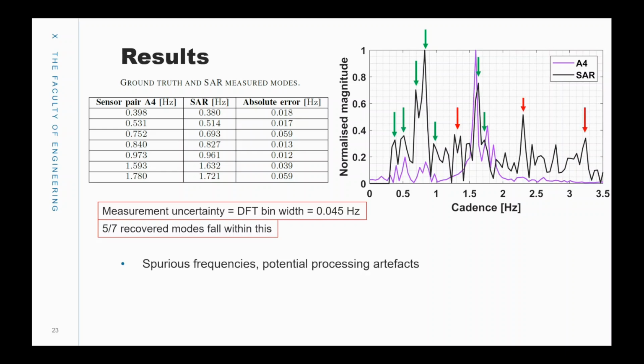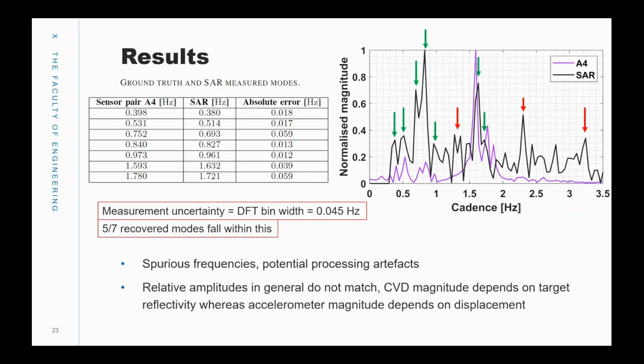We also have detected some spurious frequencies, which are potential processing artifacts. So these could be harmonics from the CVD, the cadence velocity diagram. We also note that the relative amplitudes in general do not match between the spectra. So as you can see, the peaks are all different sizes in comparison to one another. However, this isn't particularly unexpected as the CVD magnitude depends on the target reflectivity, whereas the accelerometer magnitude depends on the displacement of the bridge.